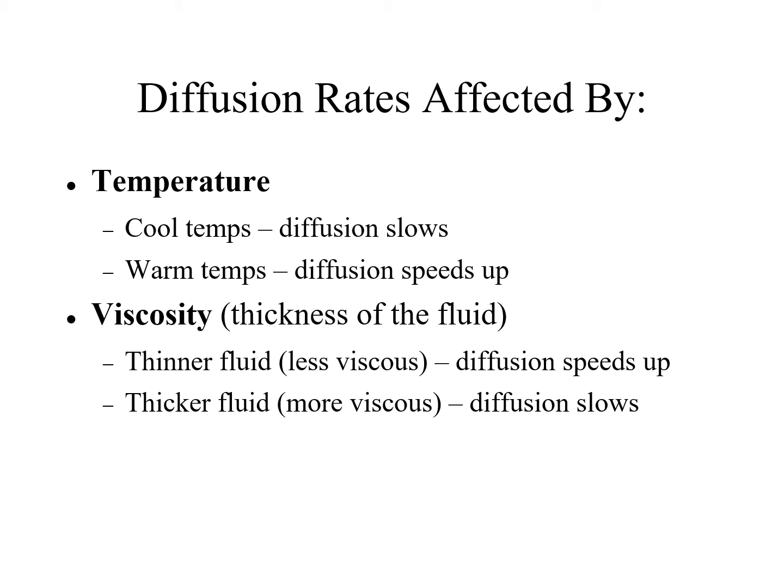Blood is approximately 55% water. If you're dehydrated, that will cause the water to, of course, leave your blood, and the blood will become thicker. So we would say that a thicker fluid is more viscous. If you're properly hydrated or perhaps even overhydrated or have anemia, then you may have thinner, less viscous blood, and then diffusion can speed up when you have a thinner fluid.